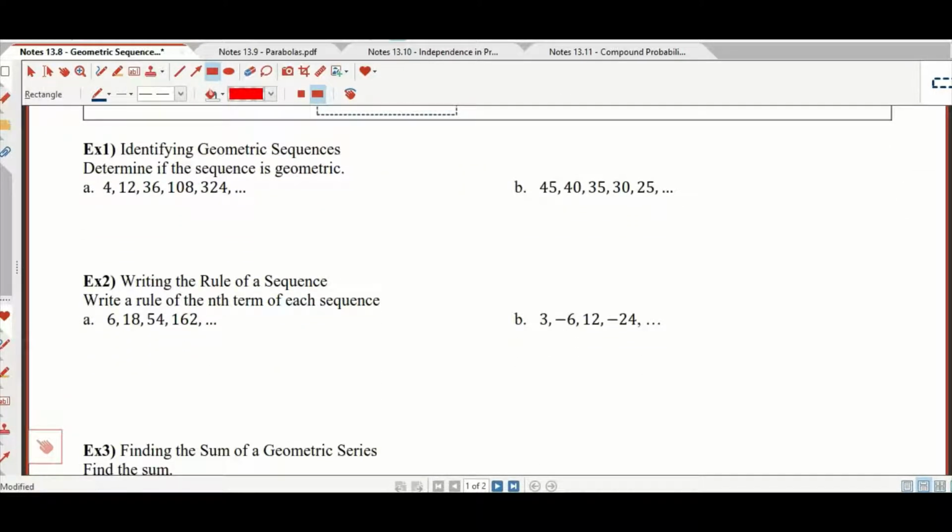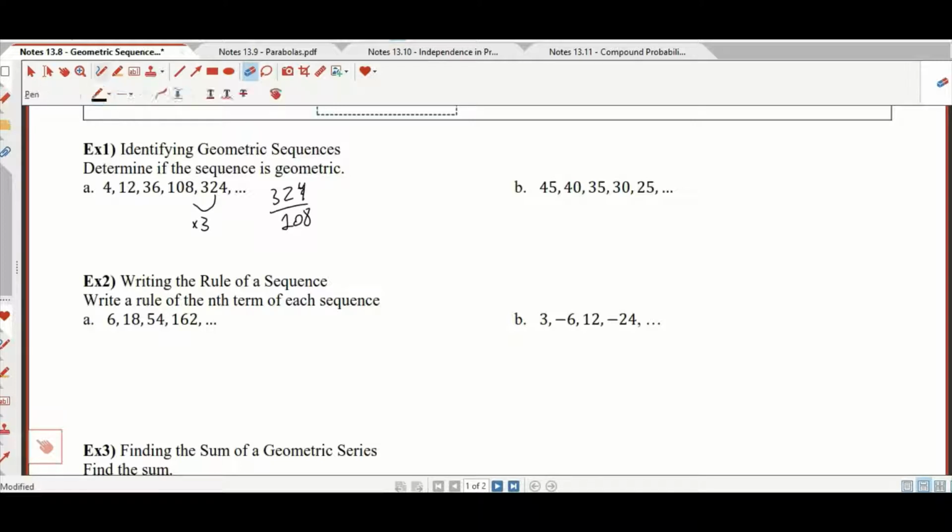Determine if this sequence is geometric. So to determine if it's geometric, what I do is I take the last term I can see and divide it by the term that came before it. So 324 divided by 108 is 3. So 108 times 3 would give me 324.